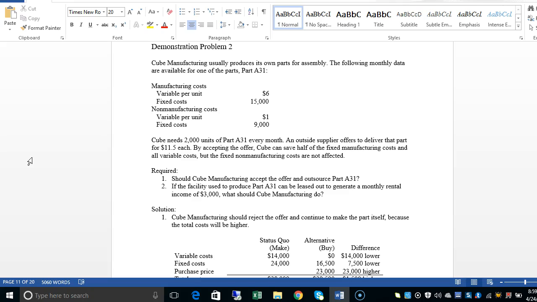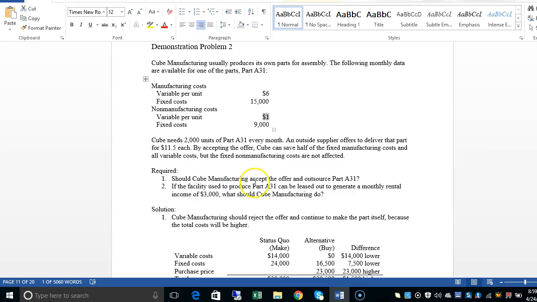Cube needs 2,000 units of this part every month. An outside supplier offers to make this part for us for $11.50. We are told that we can save half the fixed manufacturing cost, which is half of this cost right here, and all variable costs, which means this and this will be saved if we outsource. But non-manufacturing costs are not affected. Should we accept the offer, outsource it, or make it in-house?